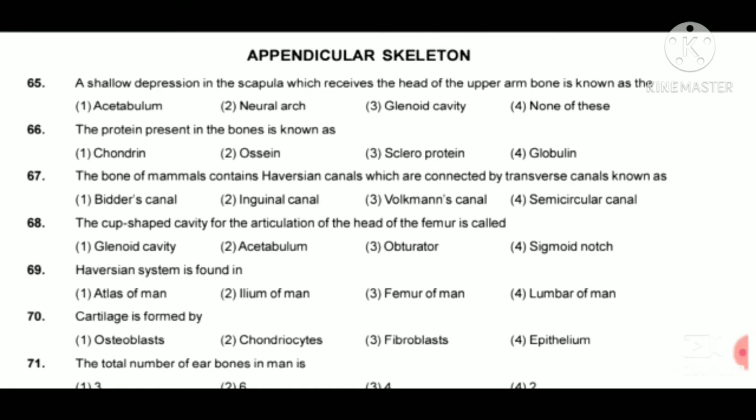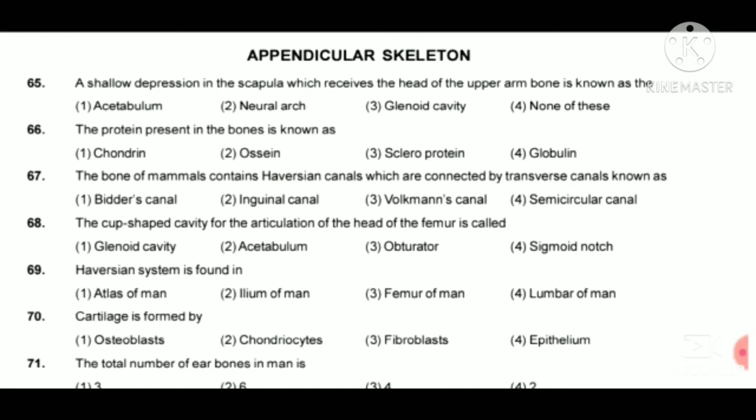Next is question number 68. The cup-shaped cavity for the articulation of the head of the femur is called number 1, glenoid cavity; number 2, acetabulum; number 3, obturator; and number 4, sigmoid notch. We already discussed this, so the answer is option number 2, acetabulum. Next is question number 69. Haversian system is found in number 1, atlas of man; number 2, ilium of man; number 3, femur of man; and number 4, lumbar of man. Haversian canals are found in the bone matrix of long bones, and the femur is a long bone. So the answer is option number 3.